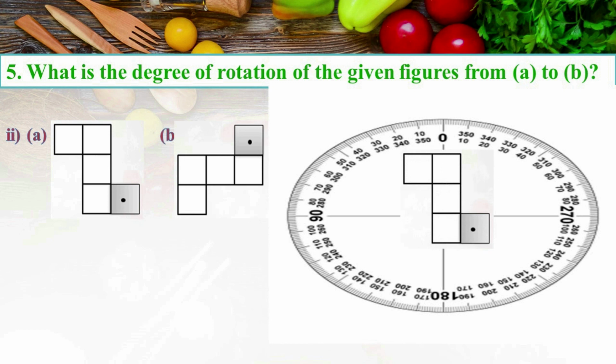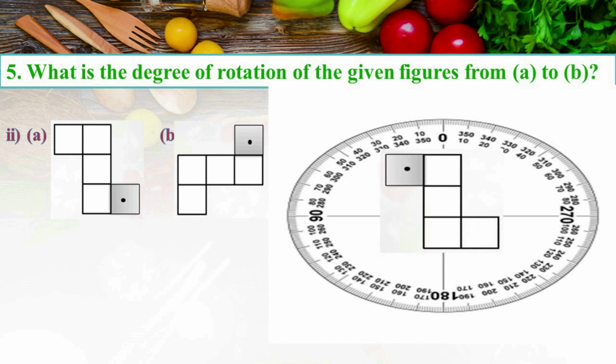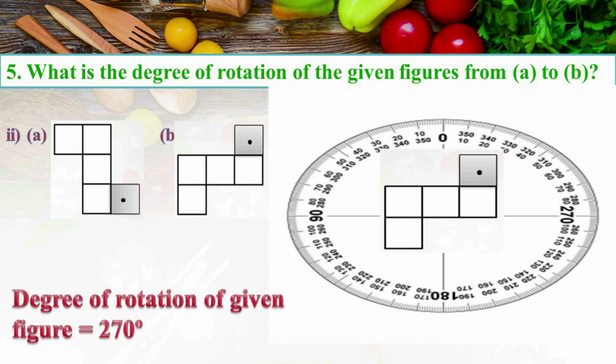Now this is the beginning position of A shape. When it is rotated to 90 degree, it will be like this. But this shape is not matching with B. When it is rotated to 180 degree, the shape is like this. It is not matching with B. Now we are rotating the shape to 270 degree. Yes, it is exactly matching with the shape B. Therefore, the degree of rotation of the given figure is equal to 270 degree.